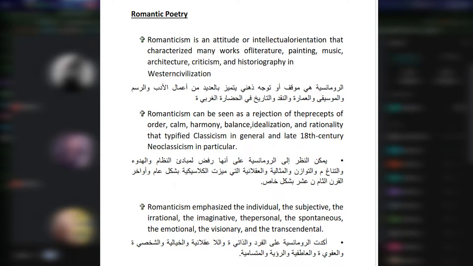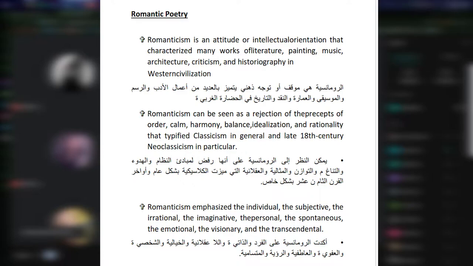paragraph. Romanticism can be seen as a rejection of the precepts of order, calm, harmony, balance, idealism or idealization, and rationality.